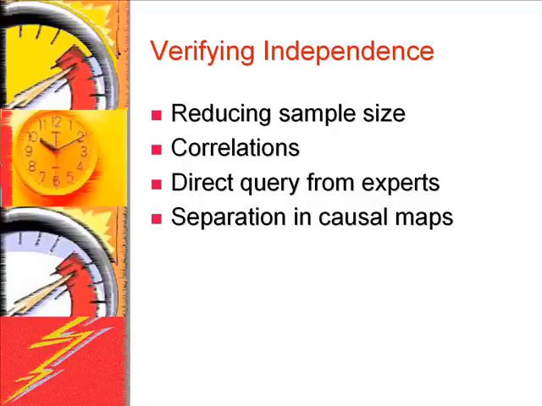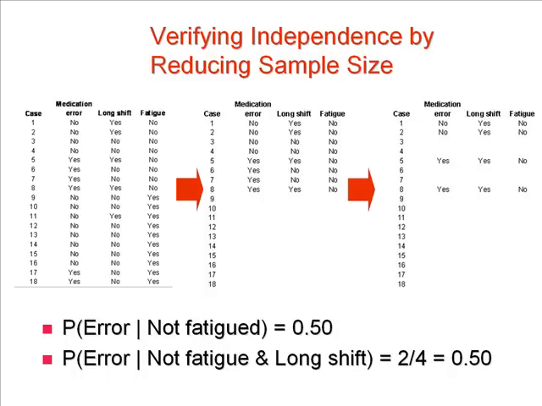There are several ways to verify conditional independence. These include 1. Reducing sample size, 2. Correlations, 3. Direct query from experts, and 4. Separation in causal maps. If data exists, conditional independence can be verified by selecting the population that has a condition and verifying that the product of marginal probabilities is equal to joint probability of the two events.